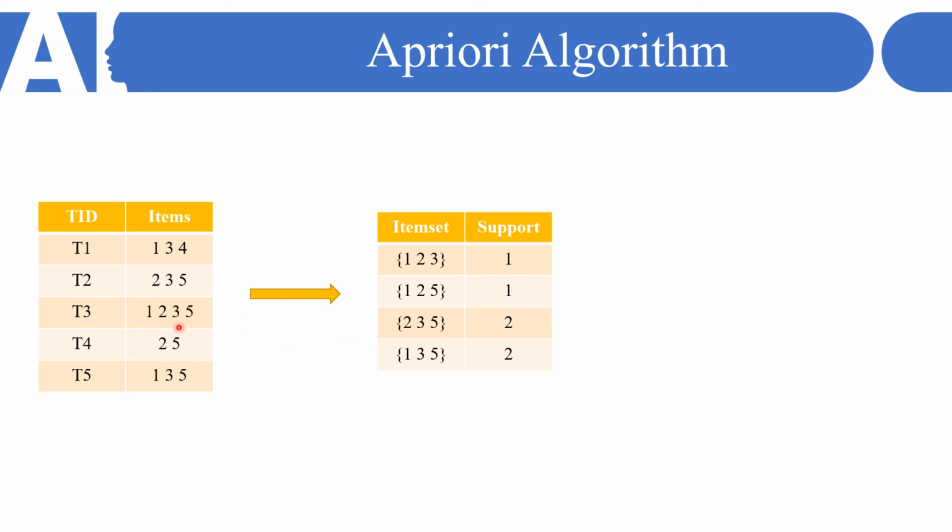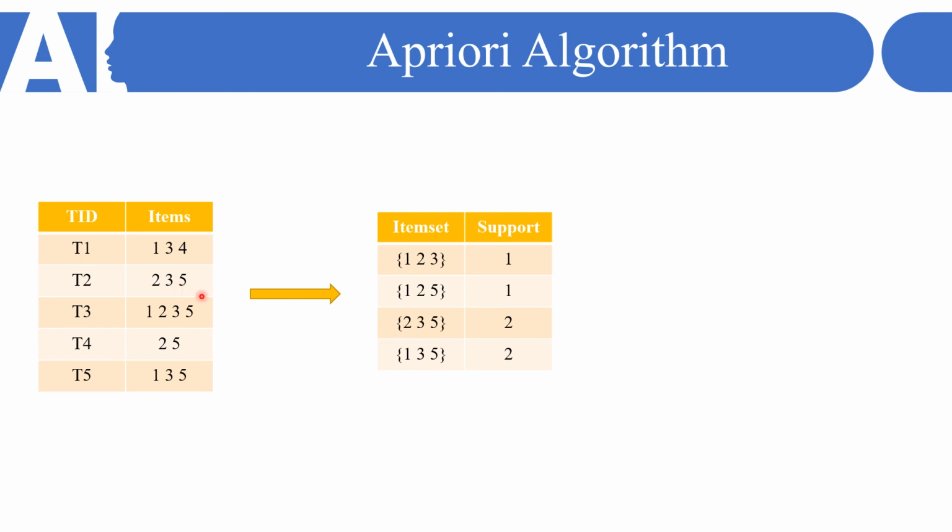Then suppose if I consider this, then 1 2 3 will be my first combination, then 1 2 5 will be the second combination suppose. Then we are having 2 3 5, so 2 3 5 is here, and last one is 1 3 5. So these are the 4 combinations for item set of 3, and then we have calculated the value of the support. So if I see 1 2 3, it is purchased only once here. Then if I see 1 2 5, it is also purchased once. Then if I have 2 3 5, it is purchased 2 times.